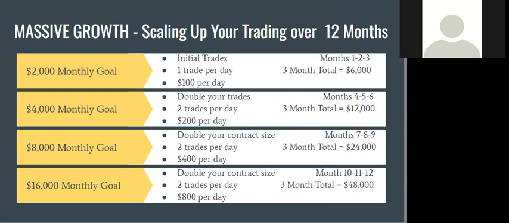Okay. So the first goal is to make $2,000 each month. So your initial trades, what we're looking at is 1 trade per day, $100 per day. And you want to get consistent. So you want to do that over a 3-month time. Okay. So if you look at a calendar and you start today, month 1, 2, and 3, you're going to trade 1 trade a day for $100 a day. That's it for the first 3 months, and that is $6,000 at the end of the 3 months that you'll have banked in your account.